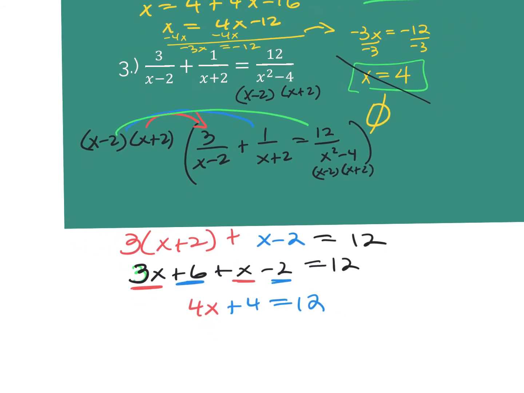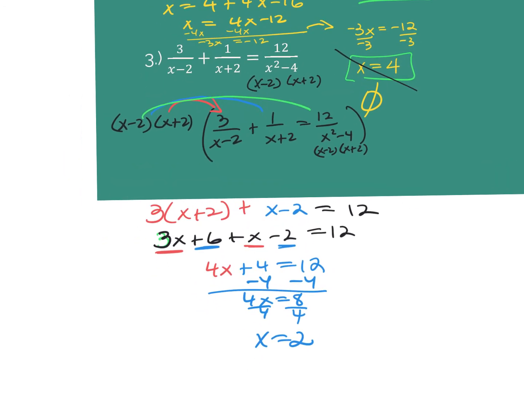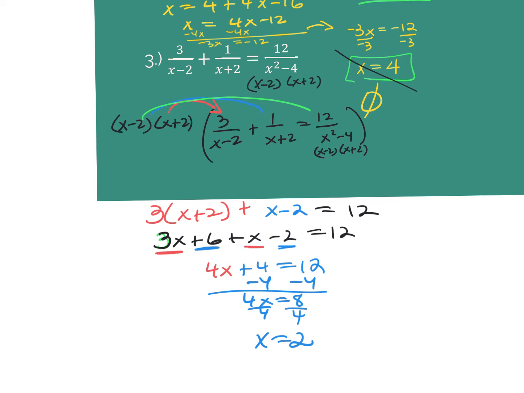I'm going to move the 4. 4x equals 8. Divide by 4. And x equals 2. Again, I got to check. Soon as I plug it in up here, 2 minus 2 is 0. It makes this denominator 0. So this answer is also no solution.